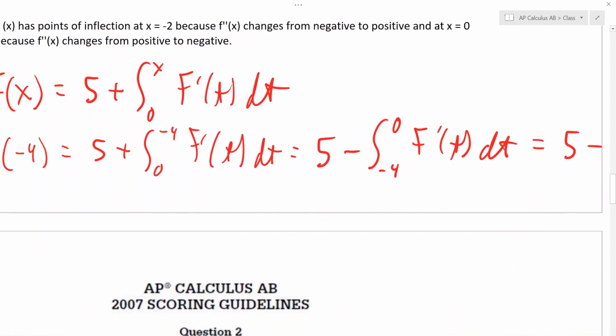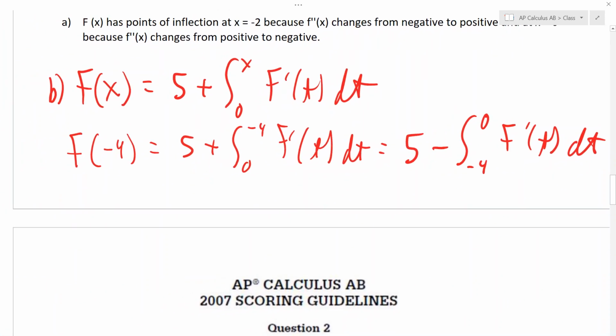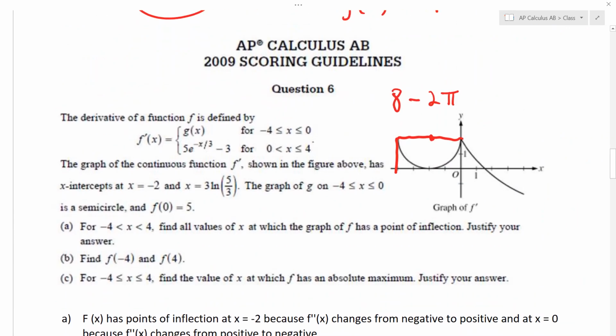To find f of 4, I'm going to come all the way back over here. I'm going a little quick. That's 5 plus the integral from 0 to 4 of f prime. But rather than just write f prime, I know from 0 to 4, f prime is that expression, so I'm going to put that in there. If this function didn't start until 2, I'd have to integrate from 0 to 2 and then 2 to 4, two separate integrals.